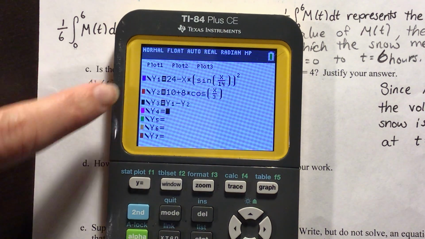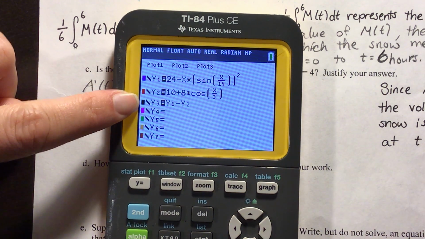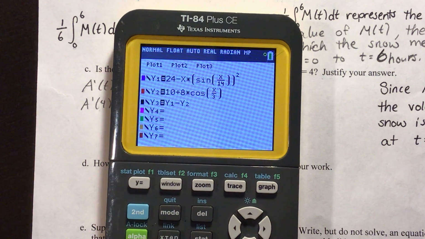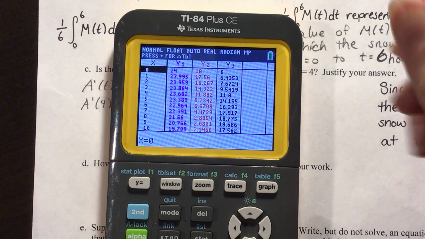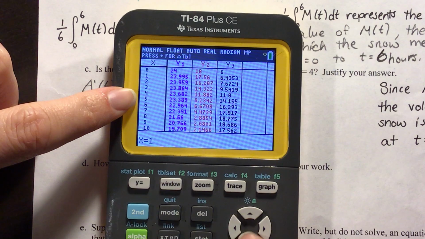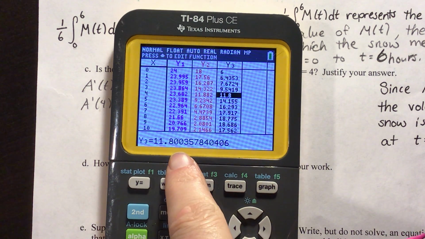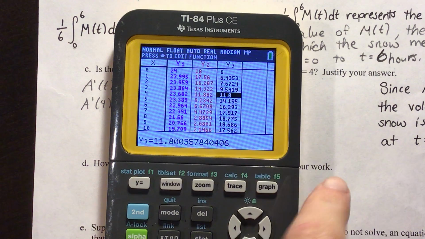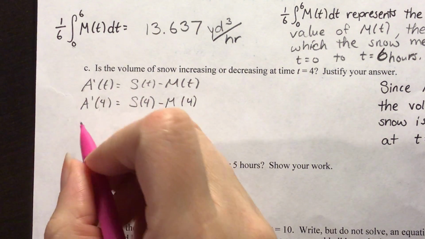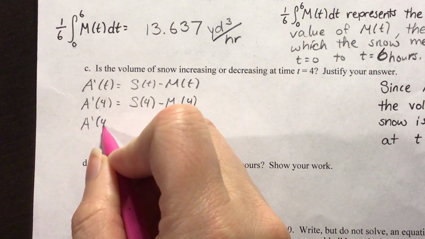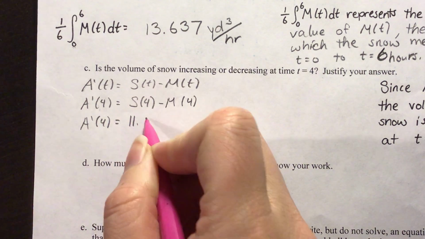We're plugging in 4, so I'm going to go to a table and take a look at what we get when we have a 4. Right, down, down, down, down, and to the right, 11.8. Sweet. There are more numbers after it: 11.8003, so 11.800. Beautiful. A prime of 4 equals 11.800.